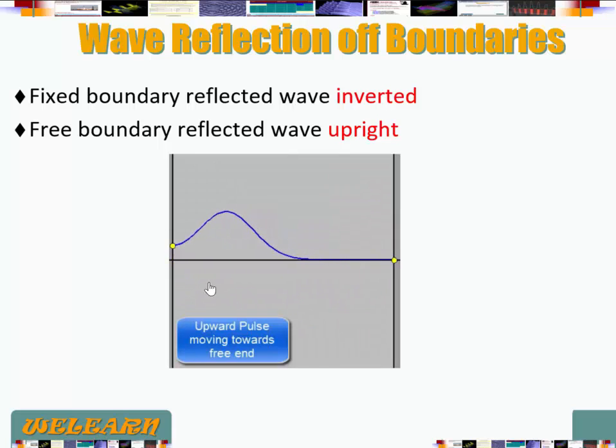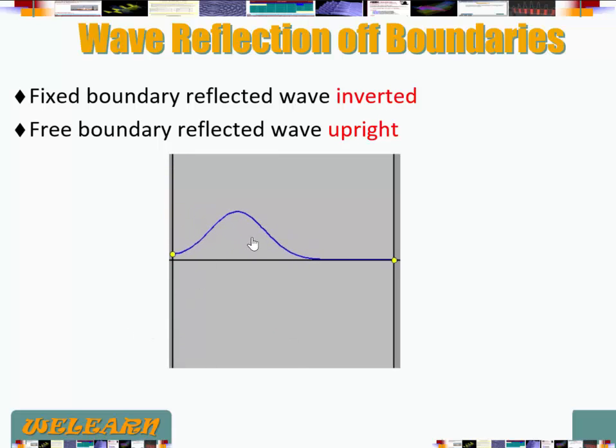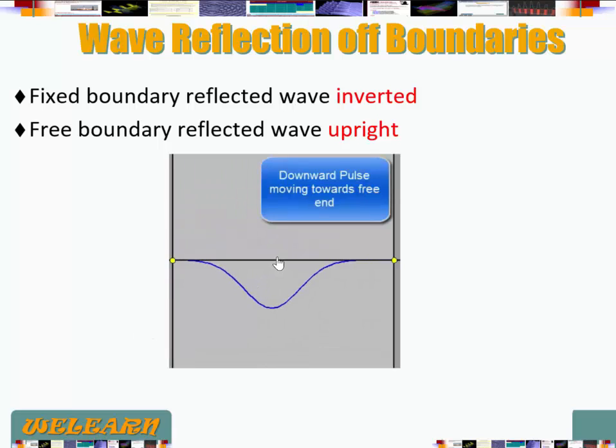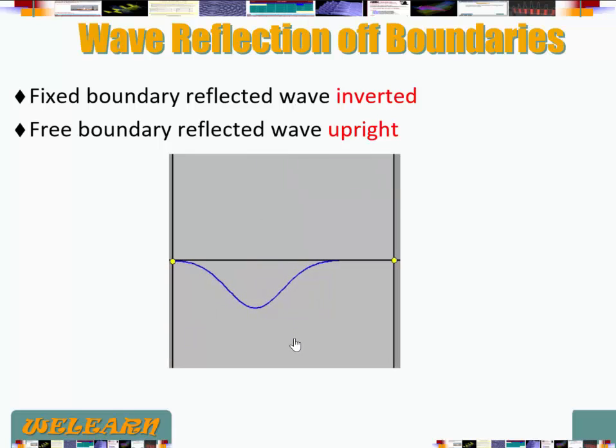Now an upward pulse is meeting a free end. Look, the reflected one is still above that line. Downward pulse meeting the free end, the reflected one is still a downward pulse.